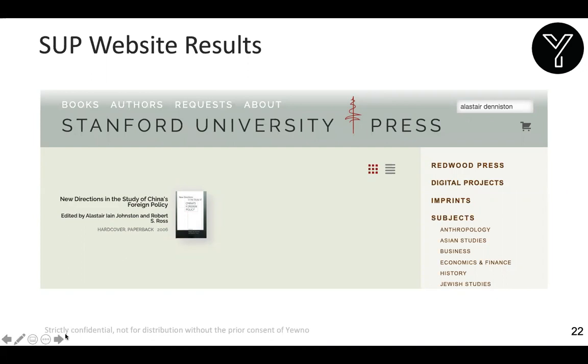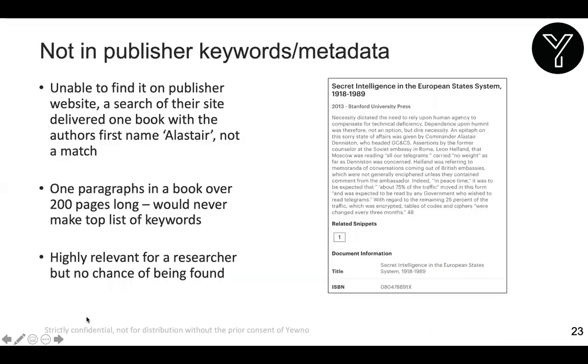So that's not that surprising, because if we look at the detail about what was published in the book about Alistair Denniston that I had found in Yewno Discover, it was just on the right-hand side. You can see it was a single paragraph of text that mentions him. So when somebody's cataloguing a book, they would never have chosen him, because he certainly wouldn't have been one of the top 10 or top 20 concepts. So that meant that you would be unable to find this book in a publisher website.